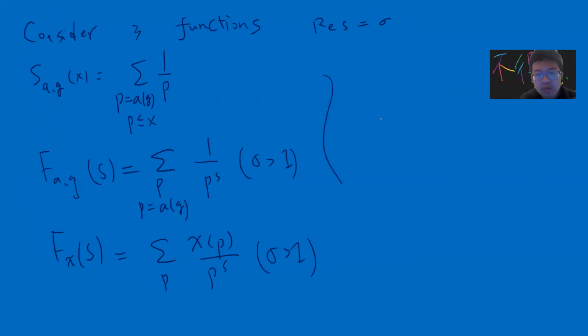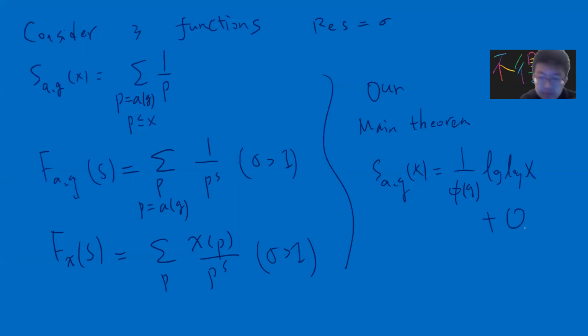So our main theorem that I'm going to prove in this and the next video: we want to prove that there are infinitely many primes congruent to a mod q. So we need to find the order of this S_{a,q}. The theorem is that S_{a,q}(x) is 1 over phi of q times log log x, plus O_q of 1. In this case, every big O notation that I write will depend on q. This is our goal.